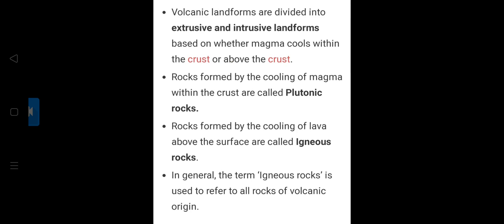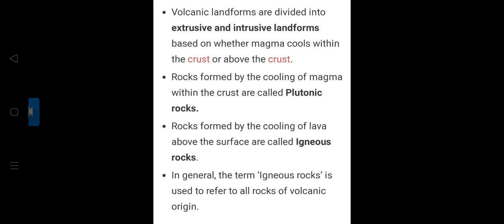Volcanic landforms are divided into extrusive and intrusive landforms based on whether magma cools within the crust or above the crust. So it all depends upon how magma cools or solidifies. Rocks formed by the cooling of magma within the crust are called plutonic rocks. Rocks formed by cooling of lava above the surface are called igneous rocks.